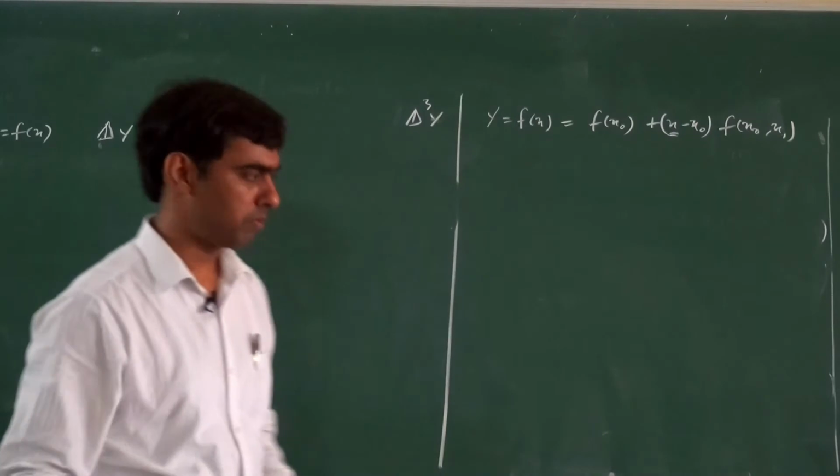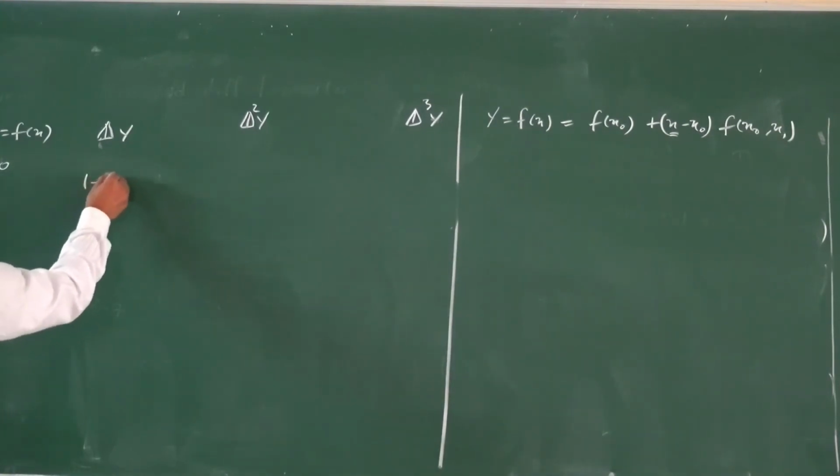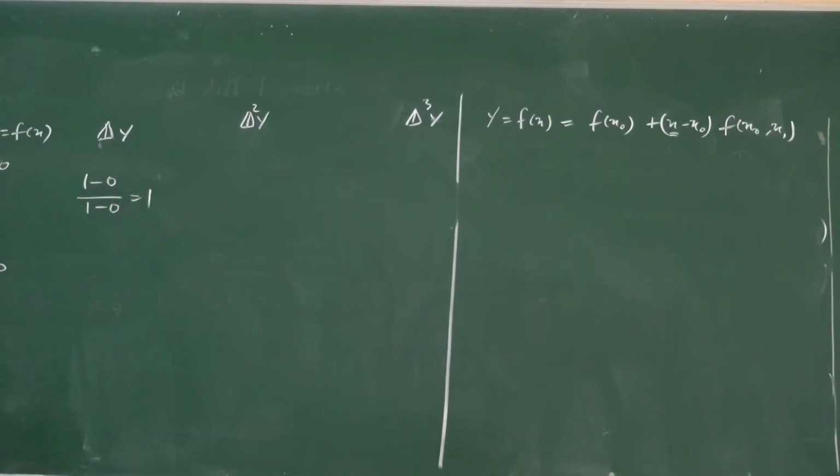Now suppose the values for x are 0, 1, 2 and the values for y are 0, 1, 20. So obviously, what is the first order divided difference? This one becomes 1 minus 0 divided by 1 minus 0. This one equals 1.